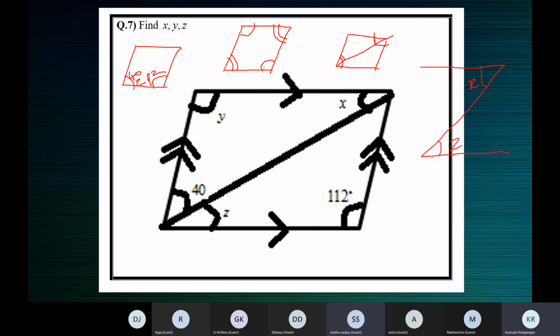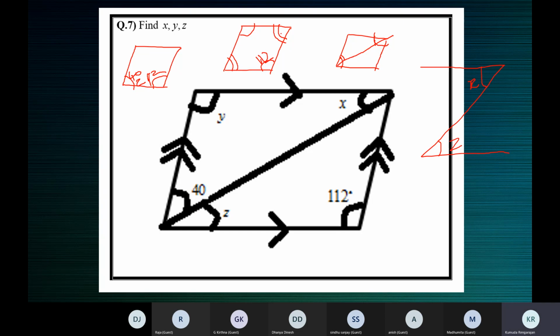Yeah, so this is 112 fully. This one is completely 112. This and this are adjacent angles, but is the whole angle X? Is this whole angle X? No, ma'am. Only a portion of it is X. Then we cannot use that property. If X is this whole angle, yes, then we can use it.